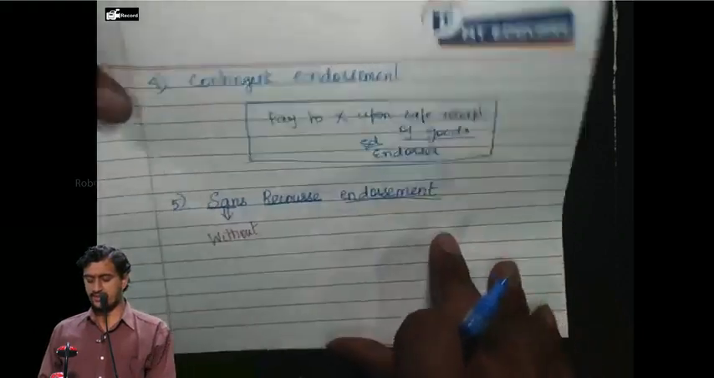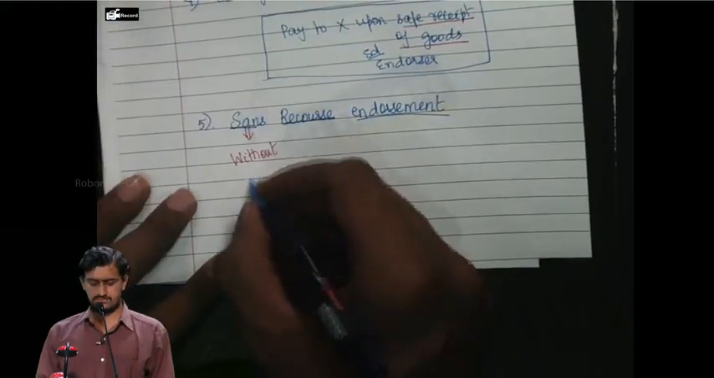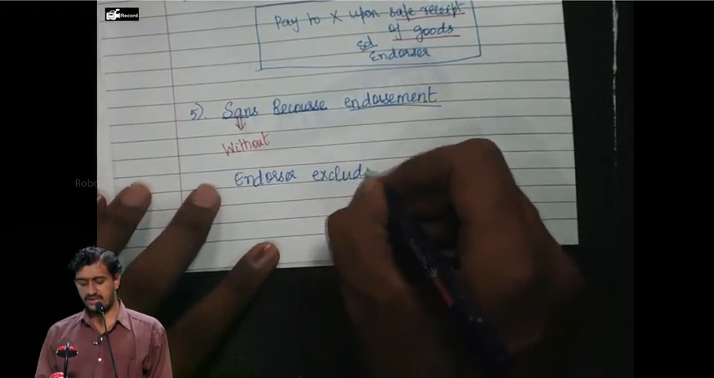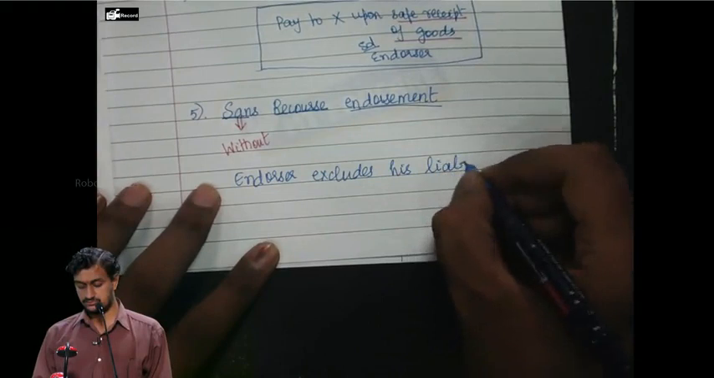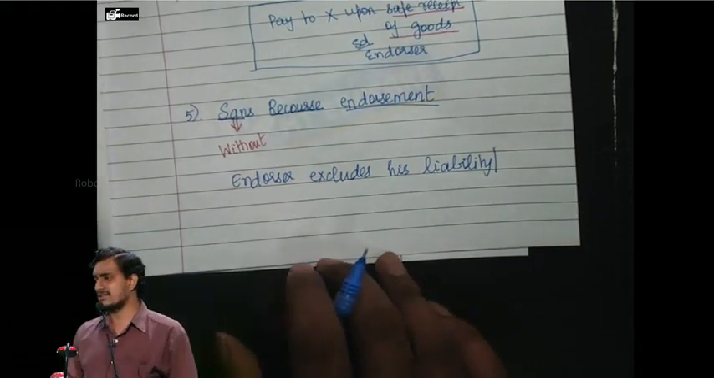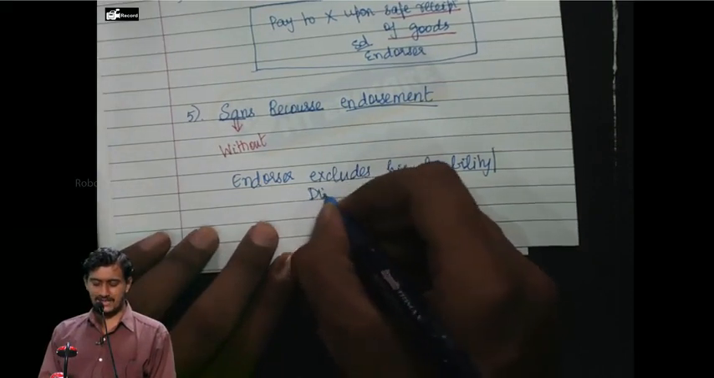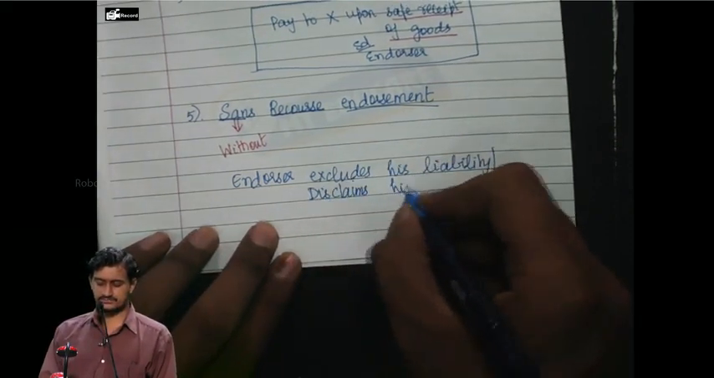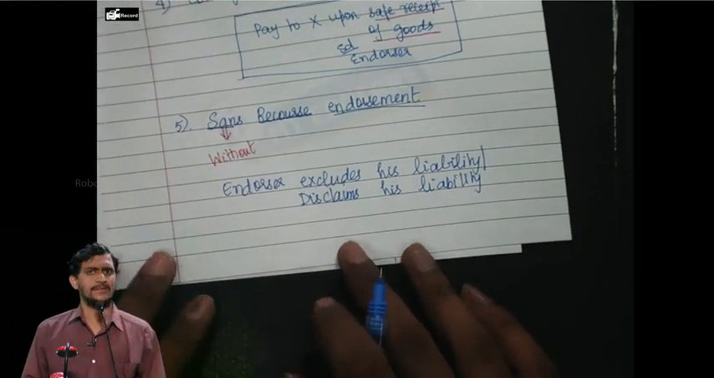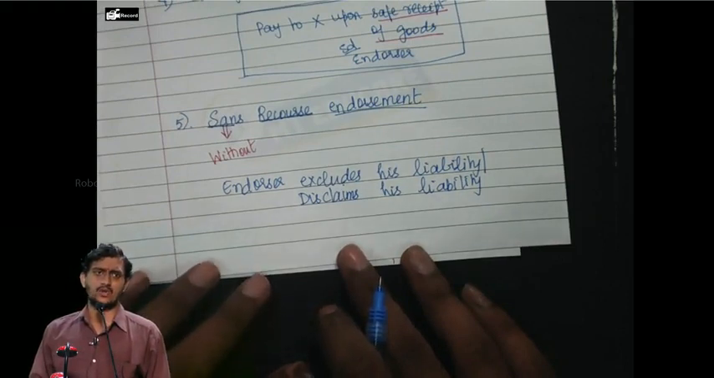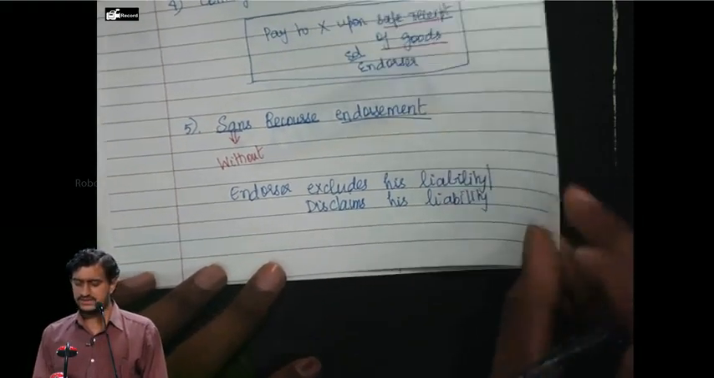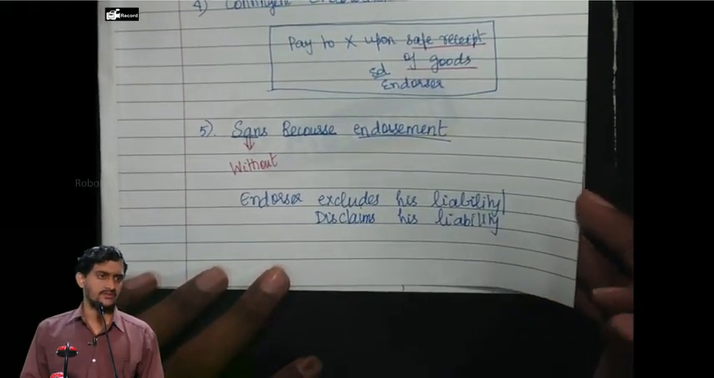Now listen, friends. In a sans recourse endorsement, the endorser excludes his liability or he disclaims his liability on the instrument. This is called a sans recourse endorsement. Now closely follow, friends. This is easy to understand. Just copy this, put your pens down, we'll go for a discussion.